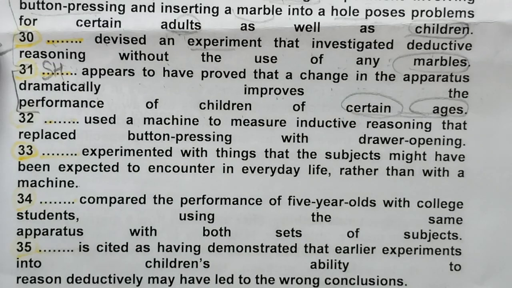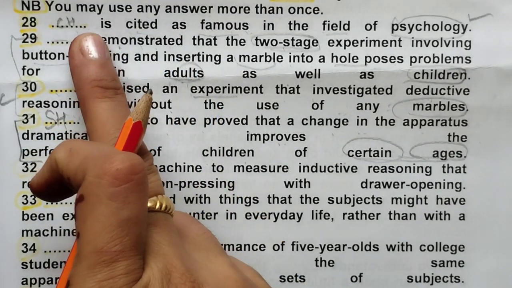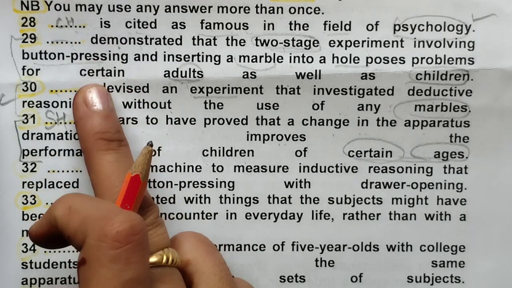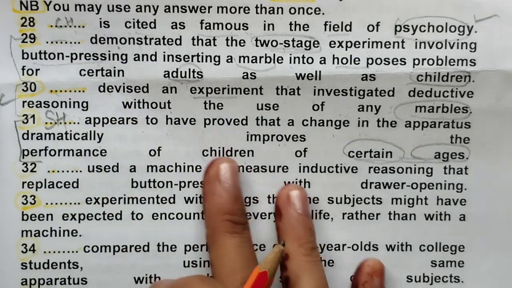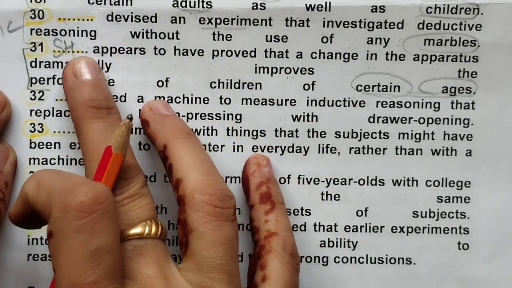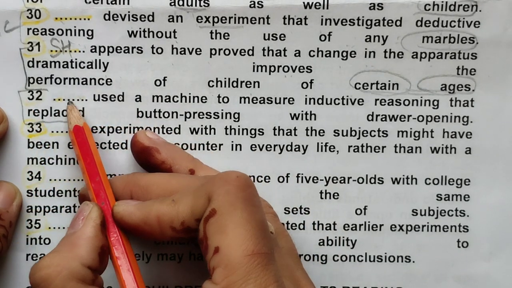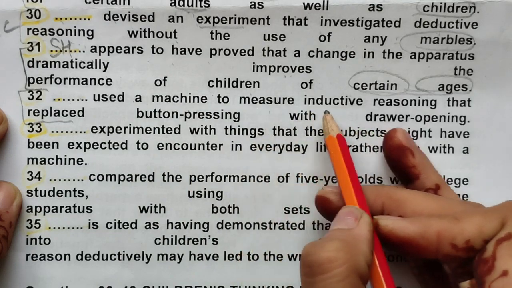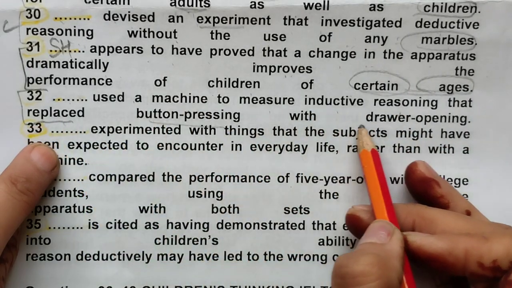So you must have noticed that we found the first question easily, and these 29 and 30 questions we found very difficult, but 29th we couldn't find. Definitely we will try to find it. 31 is SH. Now coming to number 32, from here to here. Used a machine to measure inductive reasoning that replaced button pressing with drawer opening.